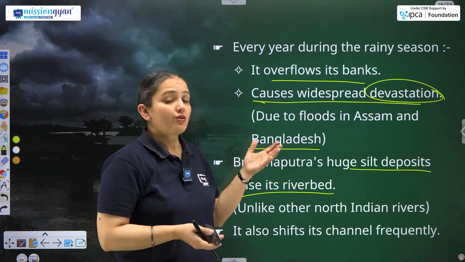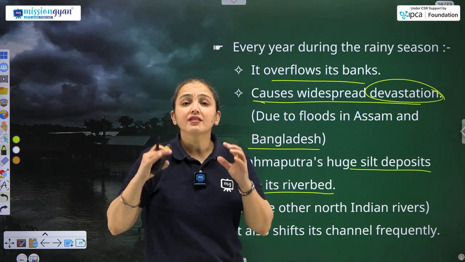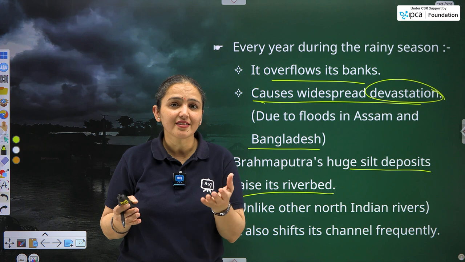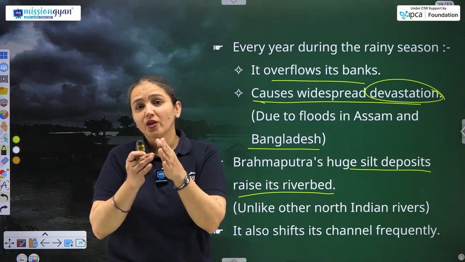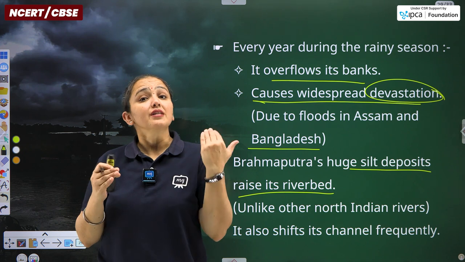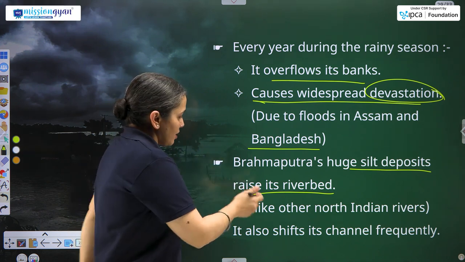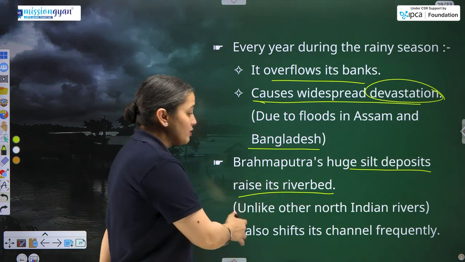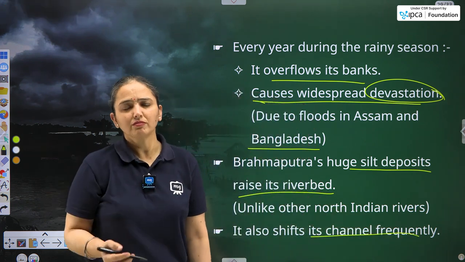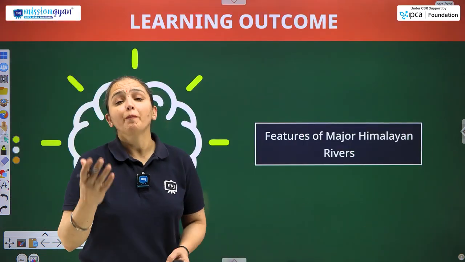And during the floods, what happens in a flood? There is a sudden outbreak of water, or the amount of water suddenly increases. In that case, if the riverbed is rising, the water has to spill out of the banks. That causes floods, and that brings destruction. So unlike other North Indian rivers, it also shifts its channels frequently, more frequently and with more pace.